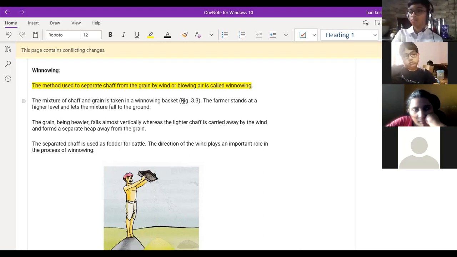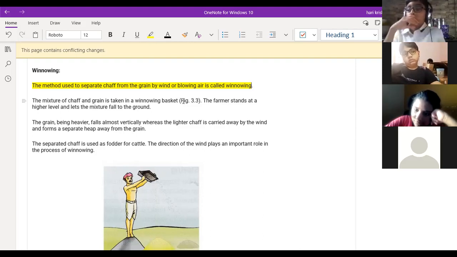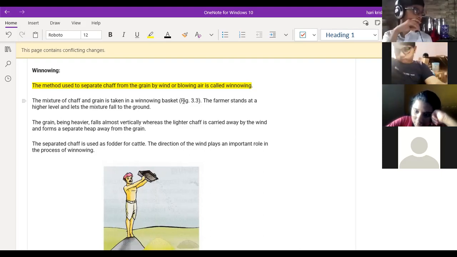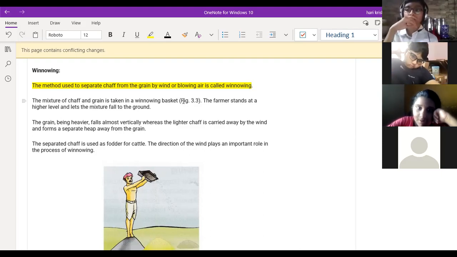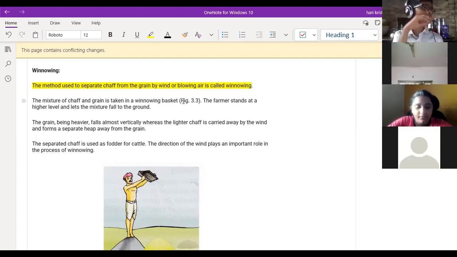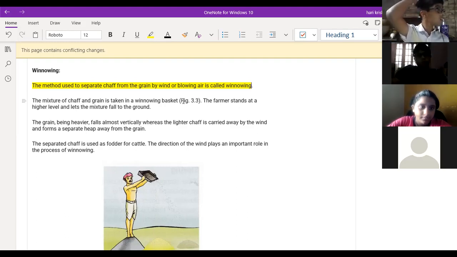So the winnowing process is completely based upon the weight of the particles, right? Lighter particles as well as heavier particles. If we take stones and wheat grains, they both belong to the same category. So we cannot separate the stones from the wheat grains using the winnowing process. Only the lighter particles can be separated by the winnowing process.